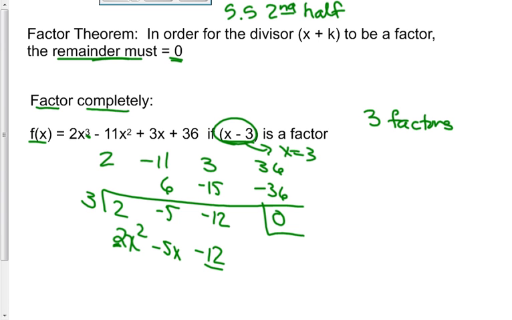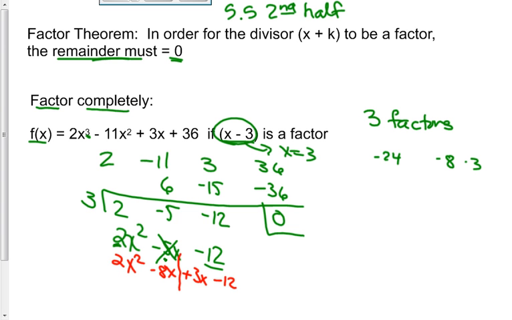2 times negative 12 is negative 24. What are 2 numbers that multiply to give me negative 24 that will add up to give me negative 5? Hopefully you're going to come up with negative 8 and 3. So now we do our cut and paste. Cut this out. We're going to paste in our 2 numbers instead. 2x to the second minus 8x plus 3x minus 12. I've got 4 terms. Cut it in half and factor by grouping.